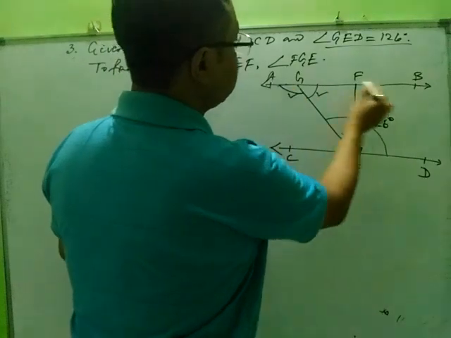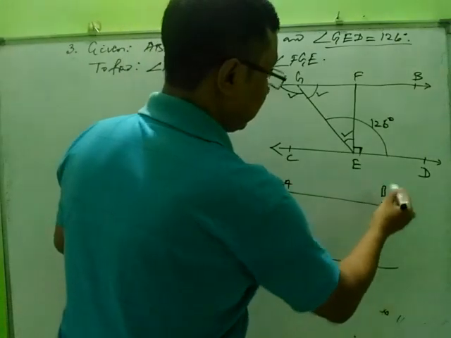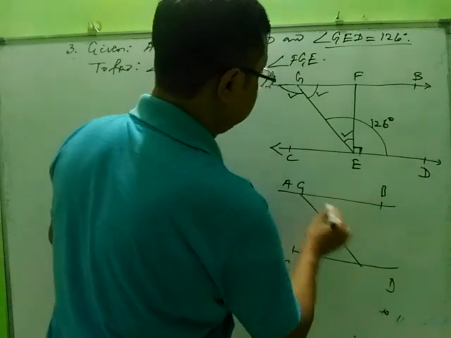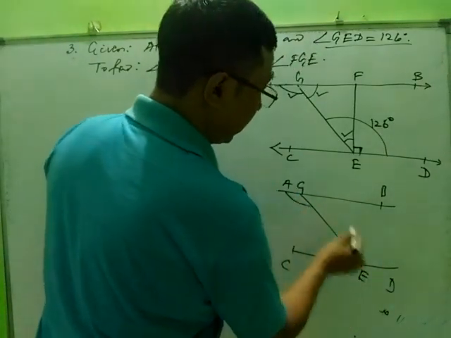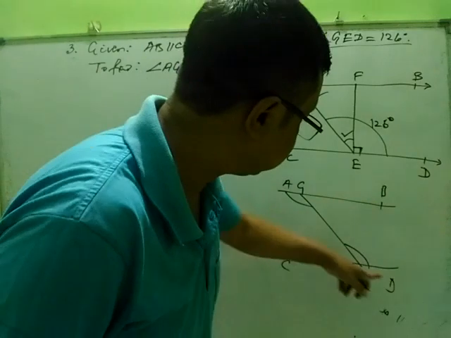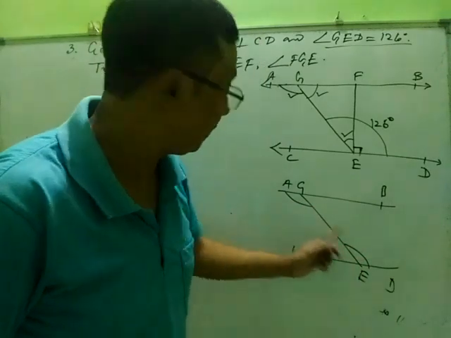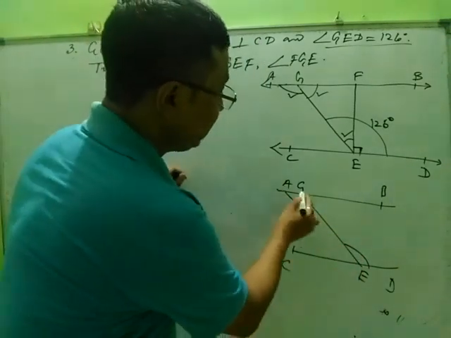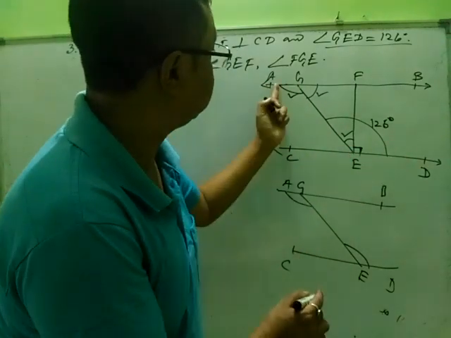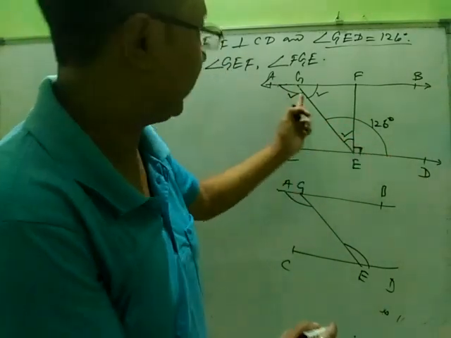Now first we can get this one also. These two lines are parallel lines. AB is parallel to CD. This one is AB and this one is CD, and here this line is there, G and E. Now these two angles will be equal because AB is parallel to CD, intersected by the line GE. So these two form a pair of alternate interior angles. So AGE equals GED, so this will be 126 degrees.